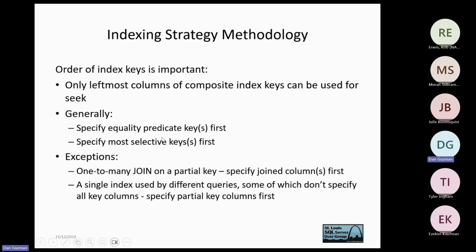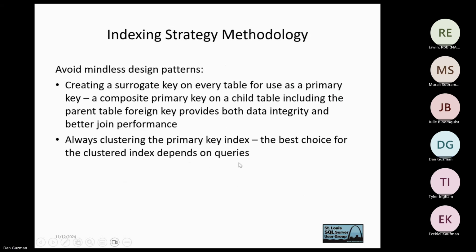So in other words, if you have queries where on query one you join on columns A and B, in query two you have A and C, and you have an index on A, B, and C, you want to make sure that you have the A column first in the index, the column that's common to all of your queries.